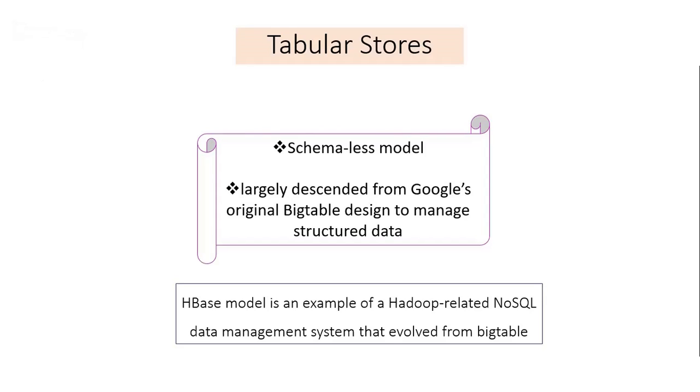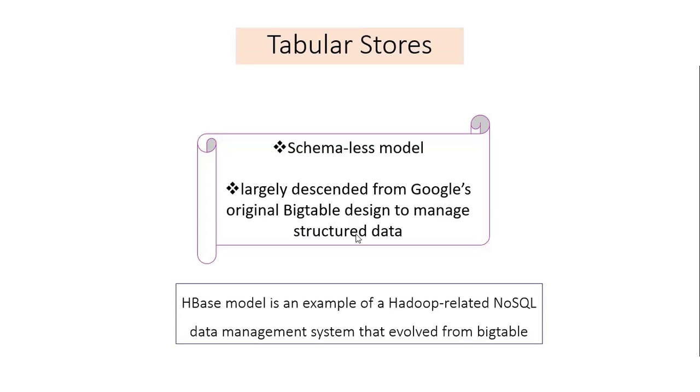In this video we will learn about two different stores. One is the tabular store and the second one is the object data store. The tabular store is also a schemaless model. It is largely descended from Google's original Bigtable.